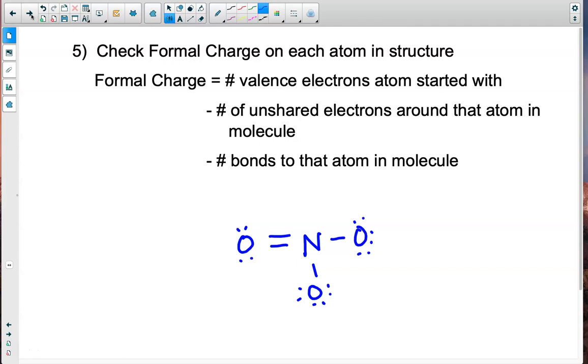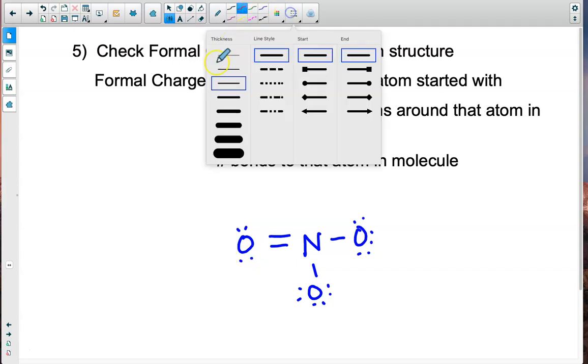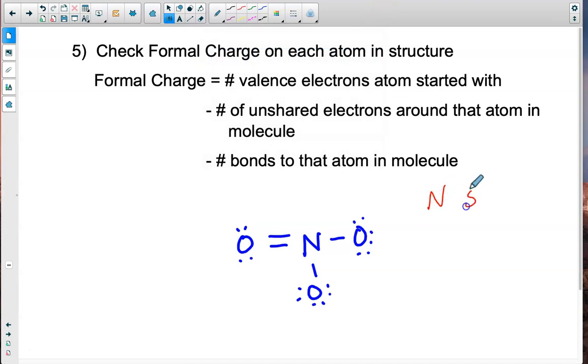So the formal charge is calculated by taking the number of valence electrons the atom started with, subtracting from it the number of unshared electrons around that atom in the molecule, and subtracting from it the number of bonds to that atom in the molecule. So if we do that for our nitrogen here, nitrogen started with 5 valence electrons. It doesn't have any unshared electrons around it in our structure, so that's 5 minus 0. And it has 4 bonds to it. So the formal charge on the nitrogen equals 1. And we draw that next to the nitrogen like that.